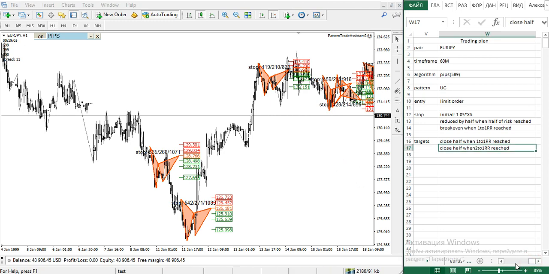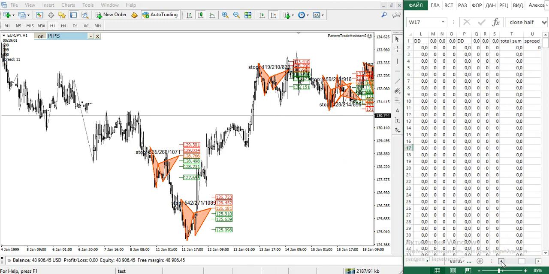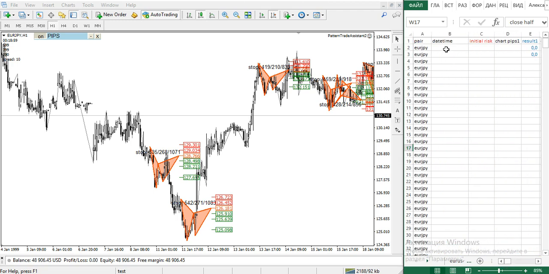I'm not doing those halves. I simply open two positions. It is the same as you open one position with a double lot, or you open two positions with one lot.